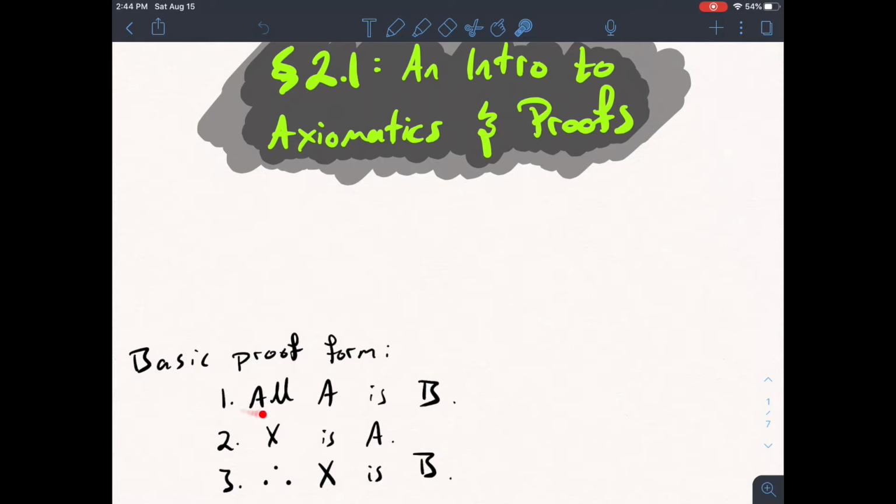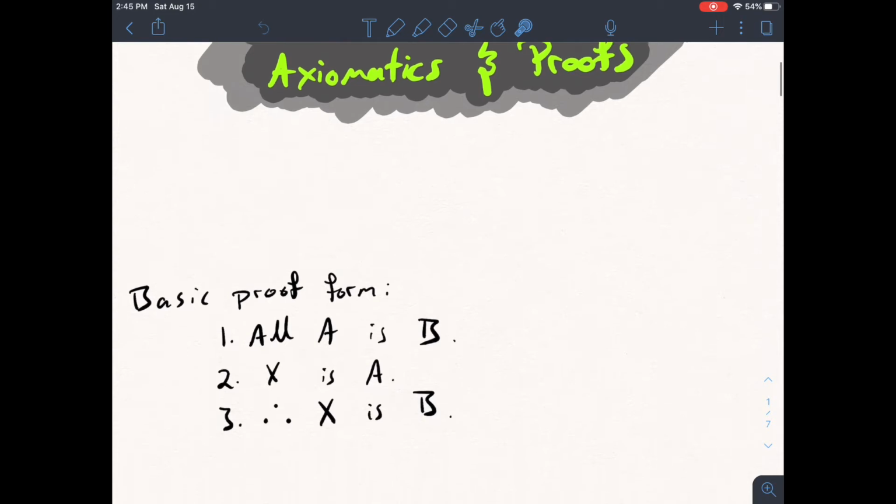First, you already know, for example, that all A is B. Then the second statement that you would say is that X is A. And then you could conclude from your first line and your second line that therefore X is B.